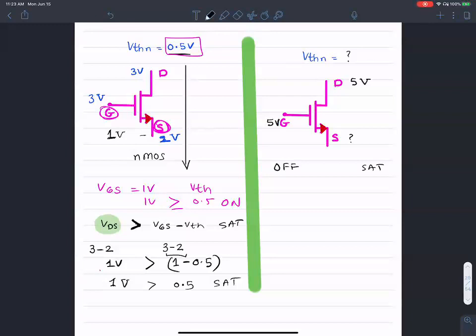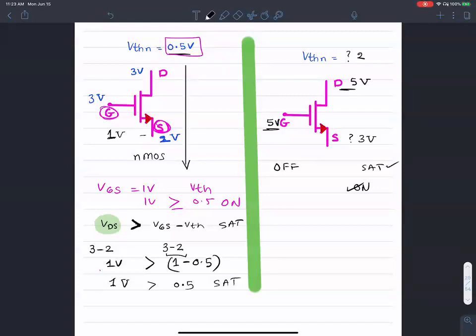What value do you want to pick for V source? 3 volts. You want to pick a value of 3 volts for source. And what's the value for threshold? 2. Okay. I know for a fact that this MOSFET is on. Because it is on and the gate voltage is equal to the drain voltage, it is going to be in saturation region. Very similar to this problem.